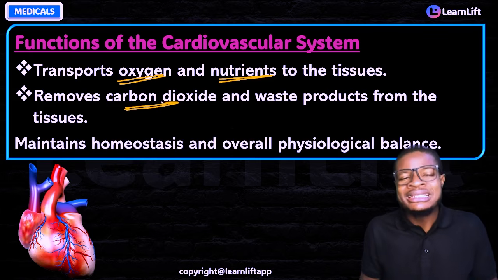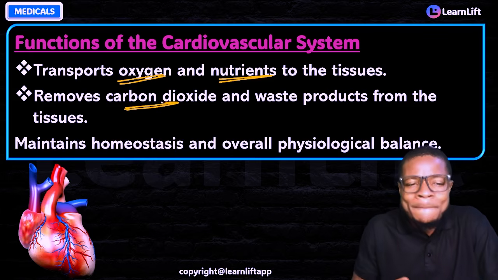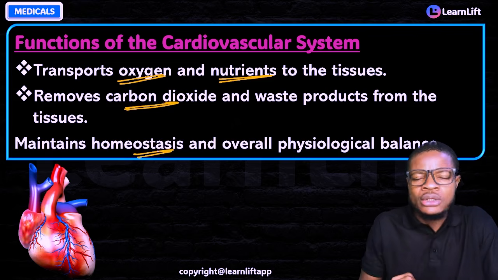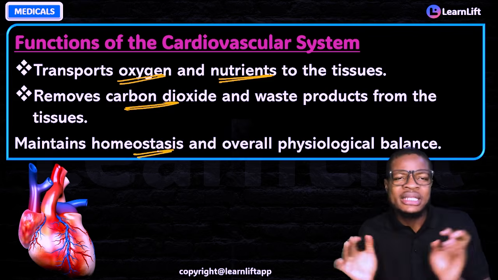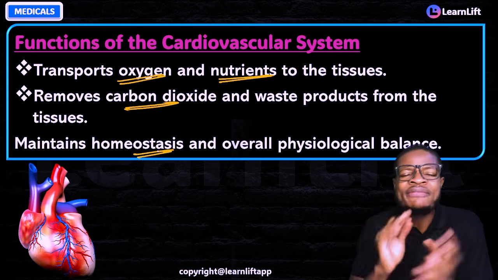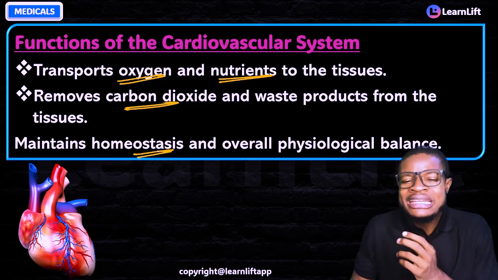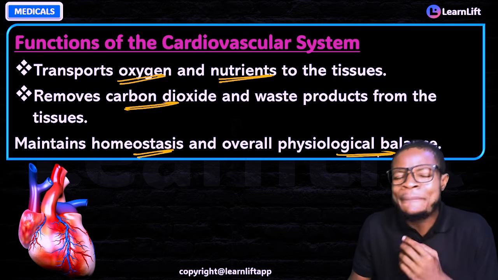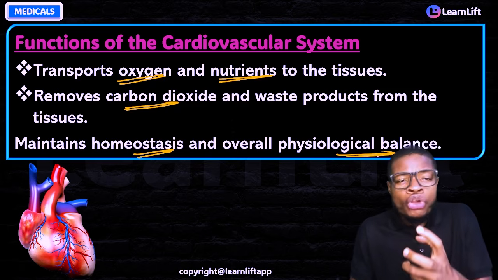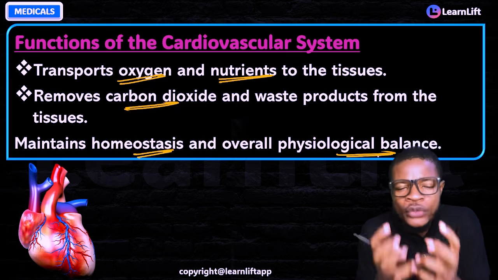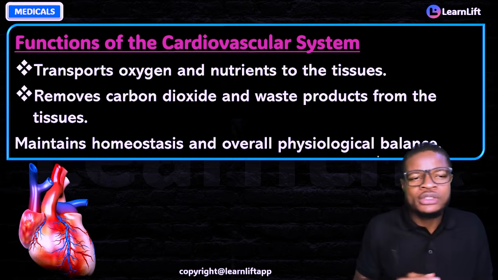And I'd like you to notice that the cardiovascular system maintains homeostasis. What does it do? It maintains homeostasis, the regulation of a fairly constant internal environment in the body, and the overall physiological balance of an organism. All of these are handled carefully by the cardiovascular system.